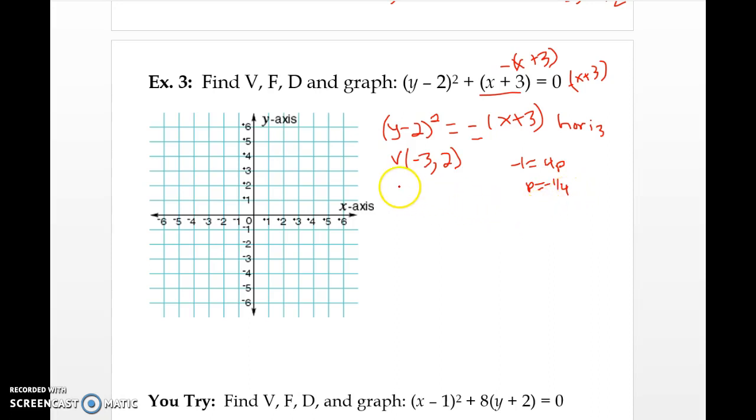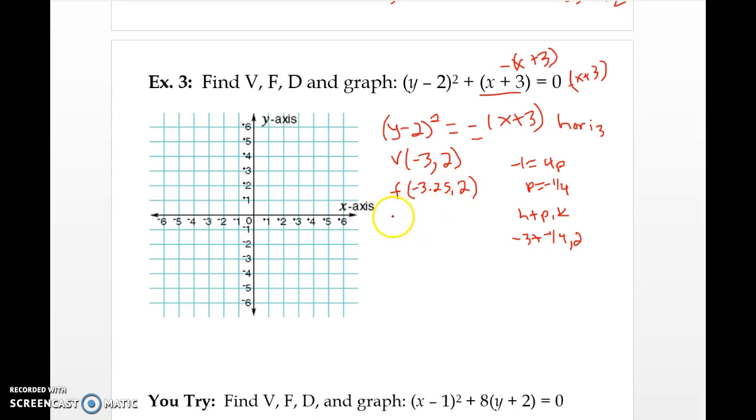Your focus is h plus p, comma k. So -3 plus -1/4, comma k, which is 2. And I'm going to write that as a decimal. So that's going to be -3.25, comma 2. And you can write that as a fraction if you want.